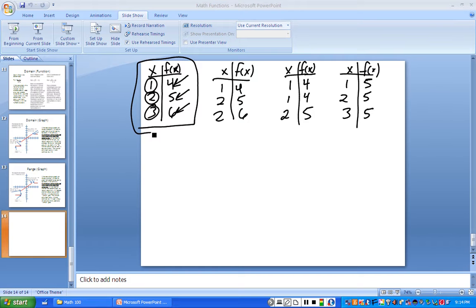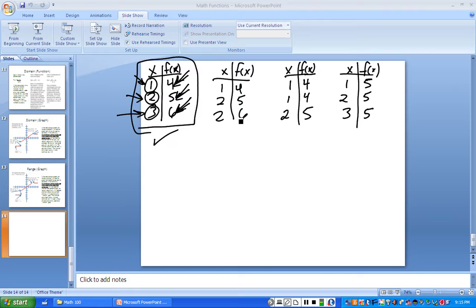Now, if you were being asked to evaluate this table and determine whether or not it is a function, the answer is yes, it is. Yes, this represents a function because every input had only one answer. This input had one answer. This input had one answer. So that's what made this a function.